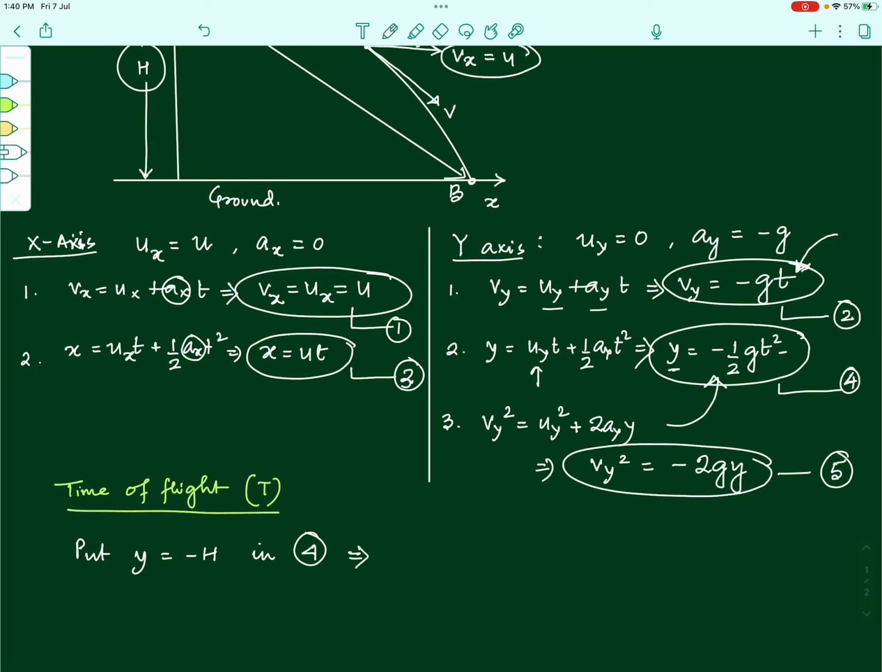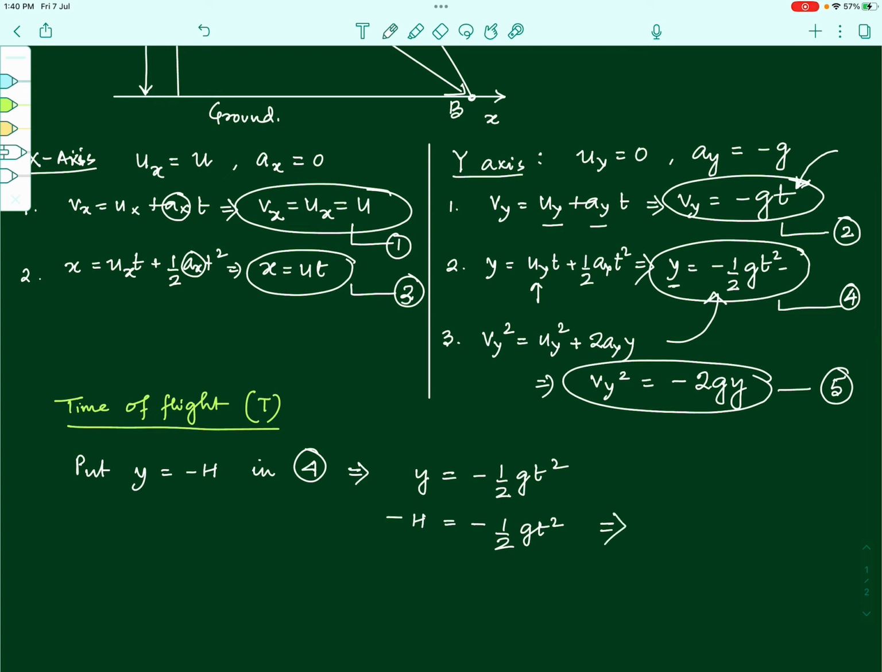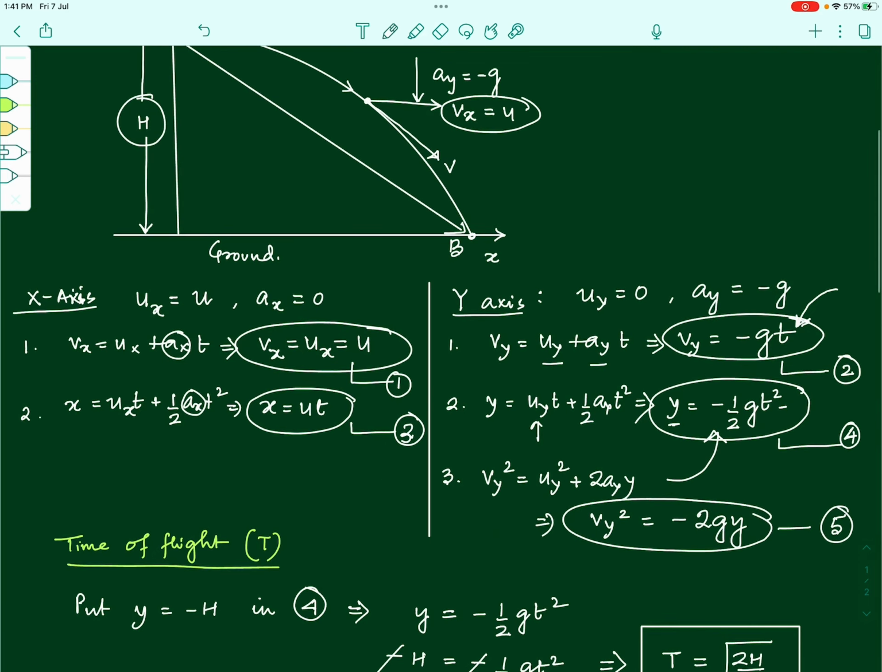So when we do that, y is equal to minus half gt squared will become minus h is equal to minus half gt squared, and this t will now be capital T, the time of flight. So we can write it as capital T is equal to, when we solve this equation, the minus signs will go away, and g by 2 if we take on the left hand side, we'll get 2h by g, and then it will be a square root of that, because we have a t squared on the right side initially. So this becomes the expression for time of flight of the projectile, the time that the projectile takes to reach the ground from the point A.